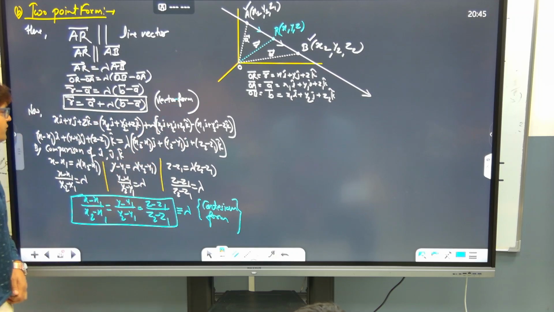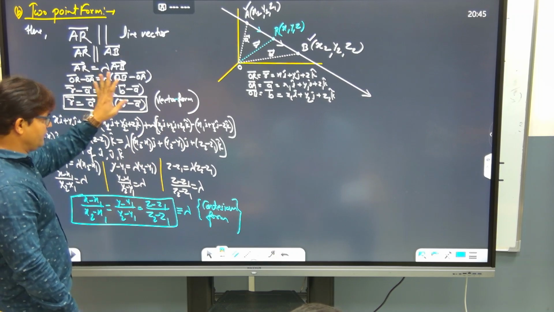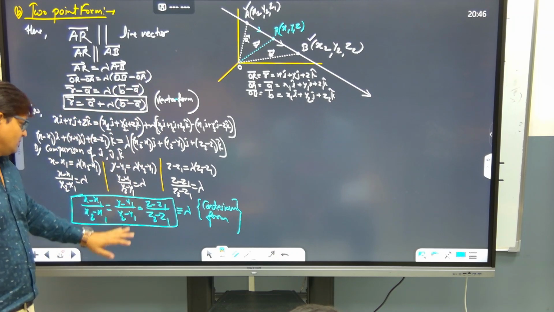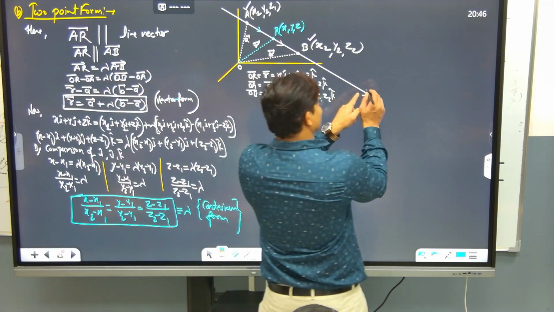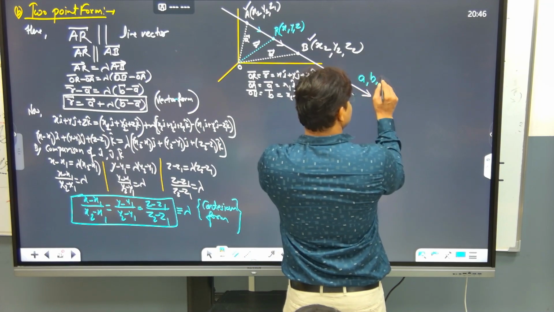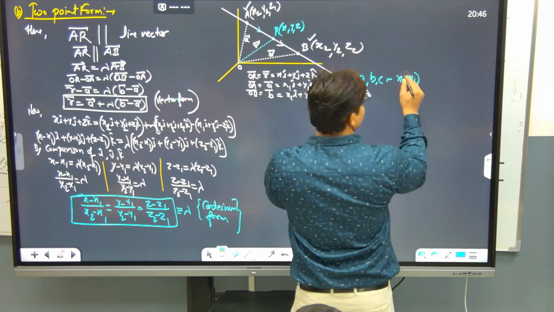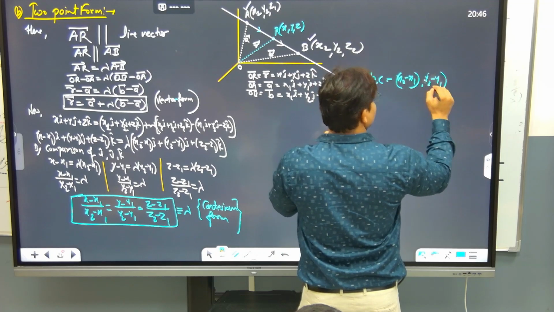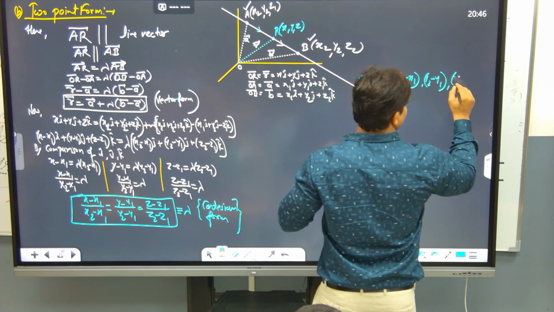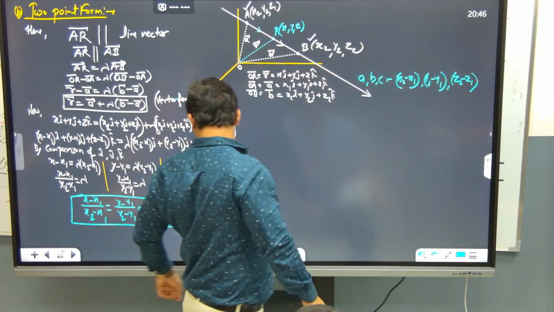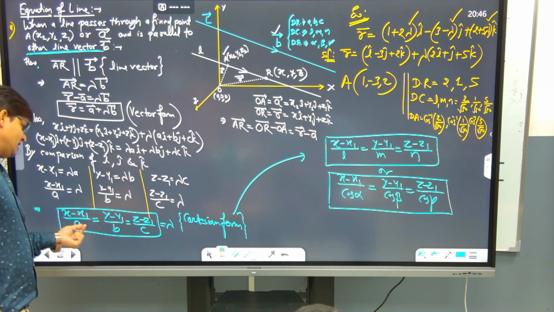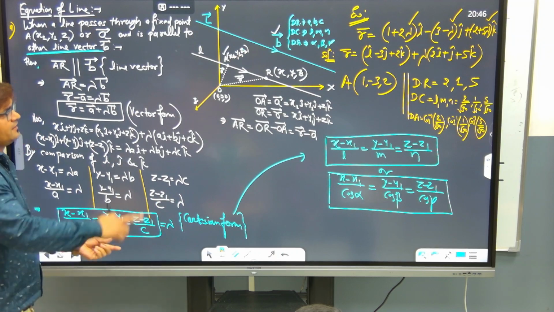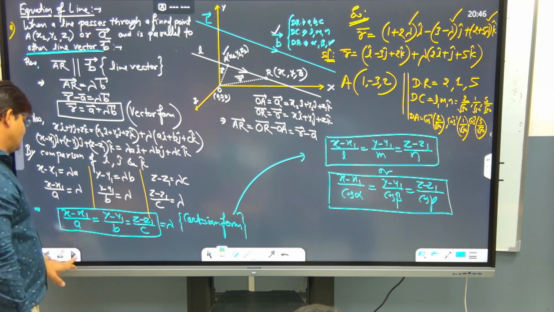So we have two types of form: one point direction form, two point form. Two point form in vector form, two point form in Cartesian form. Directly we know that the difference x2 minus x1 is what? For the AB vector, we directly know that A, B, C are x2 minus x1, y2 minus y1, or even we can take y1 minus y2, same direction, z2 minus z1. So if we have two points, then we can obtain the value of A, B, C as x2 minus x1, y2 minus y1, z2 minus z1.